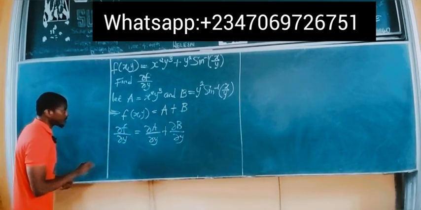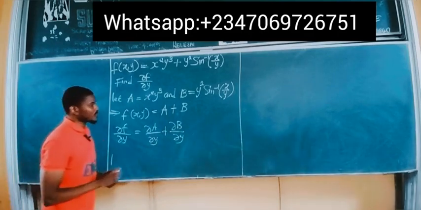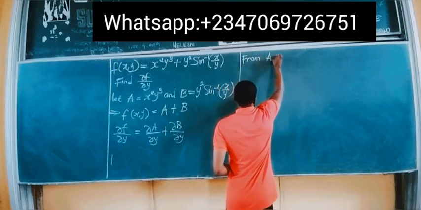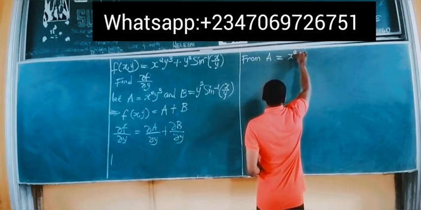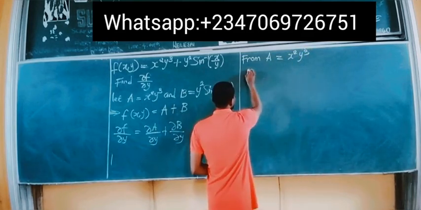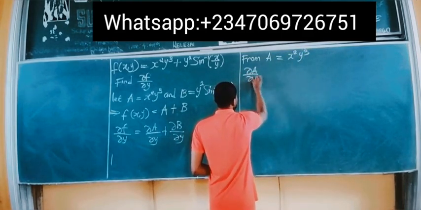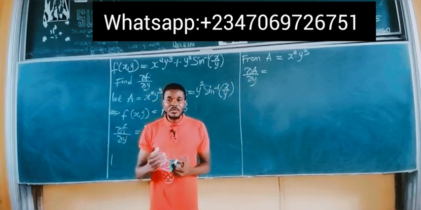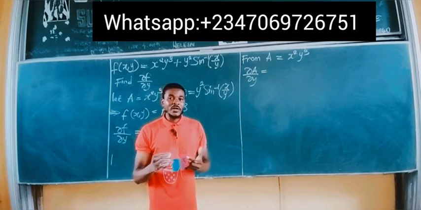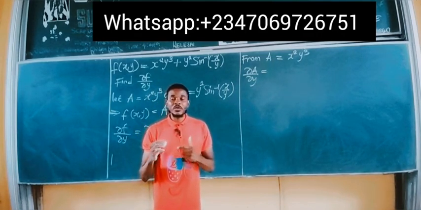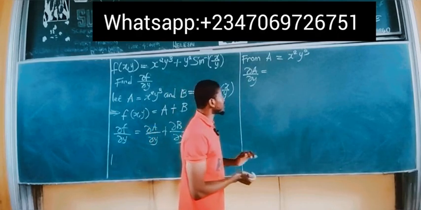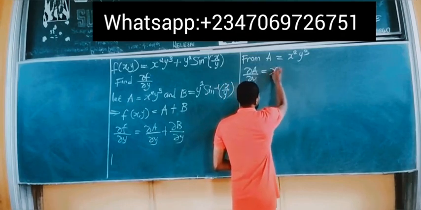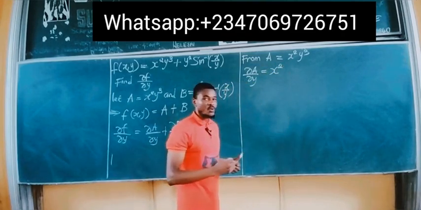Okay, now from a, let's do that here. From a equals x squared y cubed, I want to differentiate a partially with respect to y. From the law of partial derivatives, if I'm differentiating a function with respect to one variable, I keep the other variable, which I'm not differentiating with respect to, as a constant. I want to differentiate a with respect to y, which means I'm going to hold x squared as a constant because I am not differentiating with respect to x.